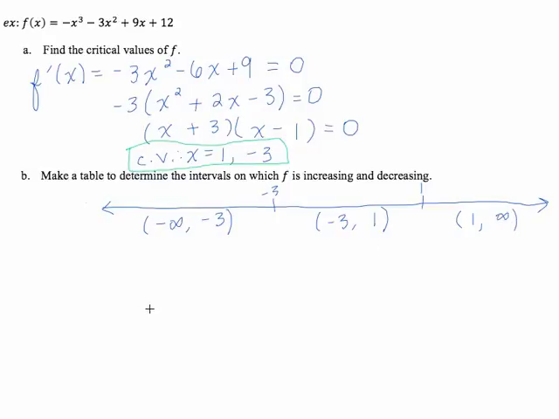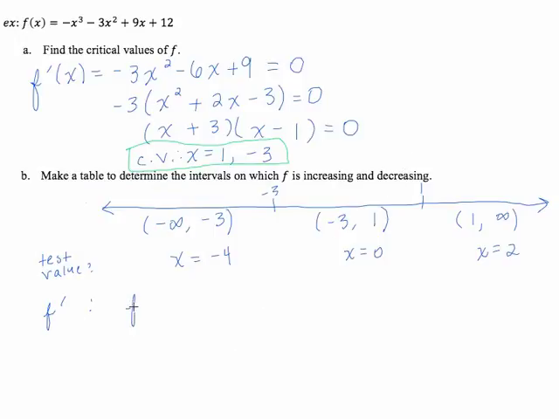So what we need to really do is just plug in one little test value within each of those three intervals into the derivative to see if f prime is positive or negative. So let's pick a test value. We'll keep it simple. X equals -4, X equals 0, and X equals 2. And we're going to plug those into the derivative because we want to find where the derivative is positive and negative, because that will tell us where f is increasing and decreasing.